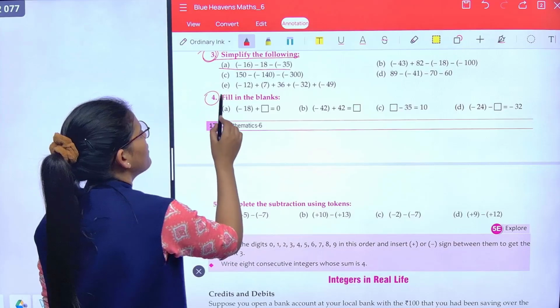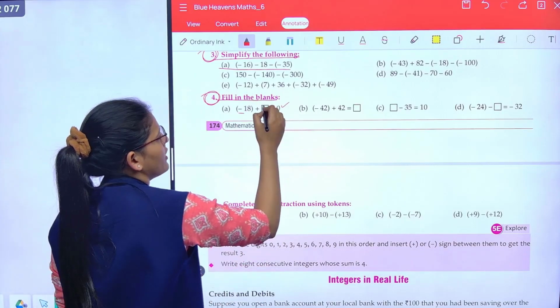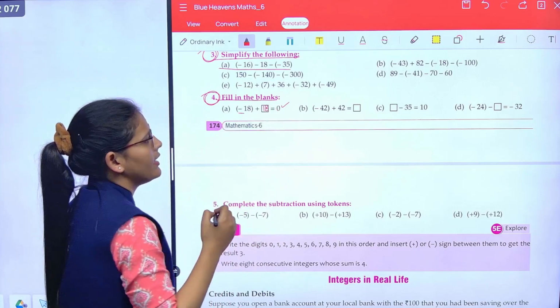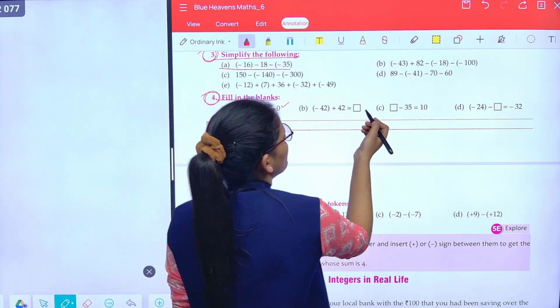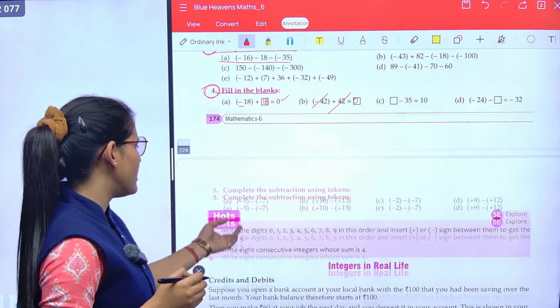Now rest of the parts, do yourself. Come on, question number 4. Fill in the blanks. Minus 18, so it is 0. So here will come 18. Now class, minus 42 plus 42 cancel out, it is 0. Rest of the parts, do yourself.